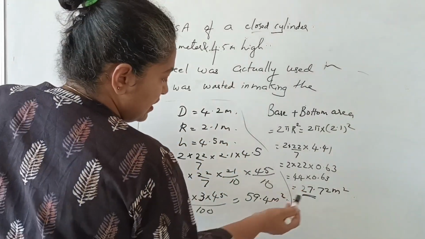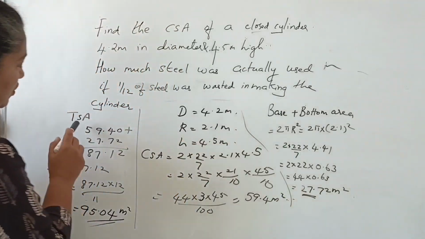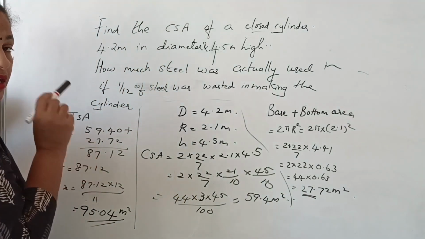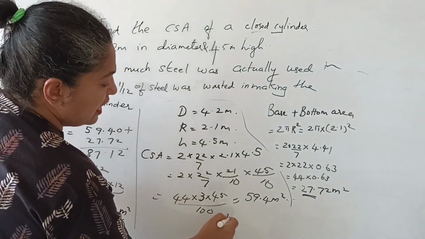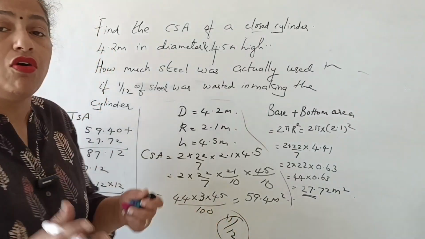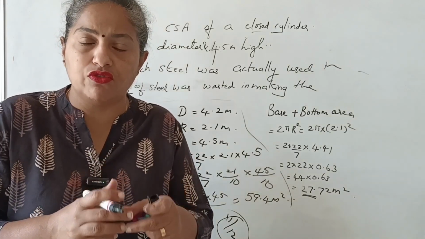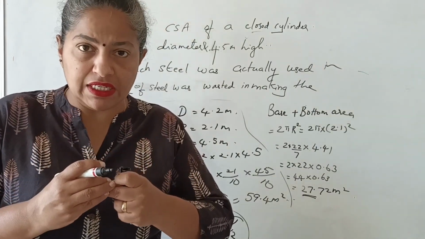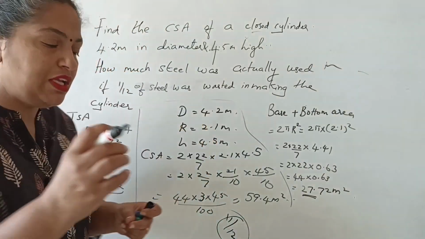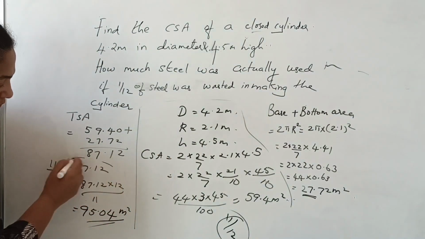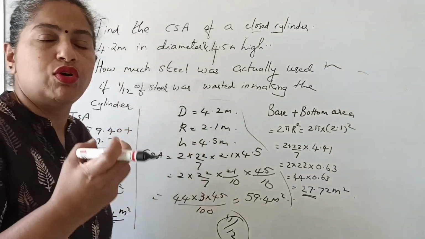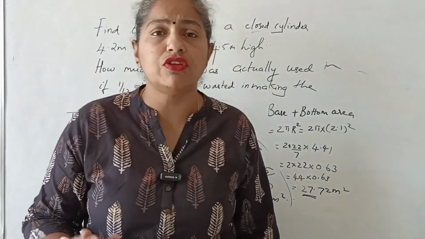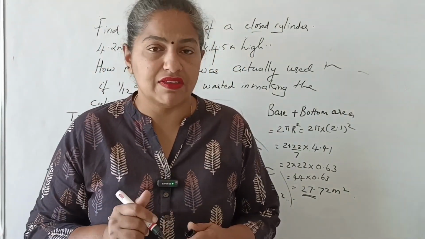Now I have to add the end areas to the curved surface area in order to get the total surface area. Now this total surface area is actually only 11 by 12 of the amount of steel that was used. So I am taking the amount of steel that was used as X. So 11 by 12 X will give me 87.12. Find out the value of X, which will give you the total amount of steel that was actually used, though 1 by 12 of the steel was wasted.